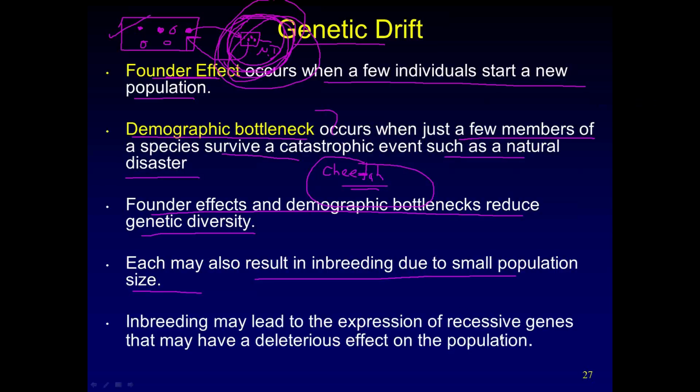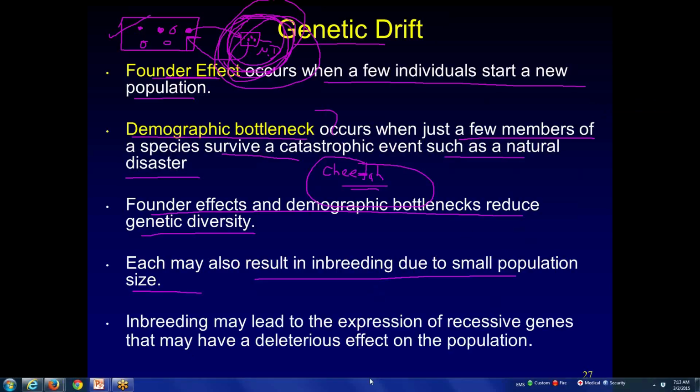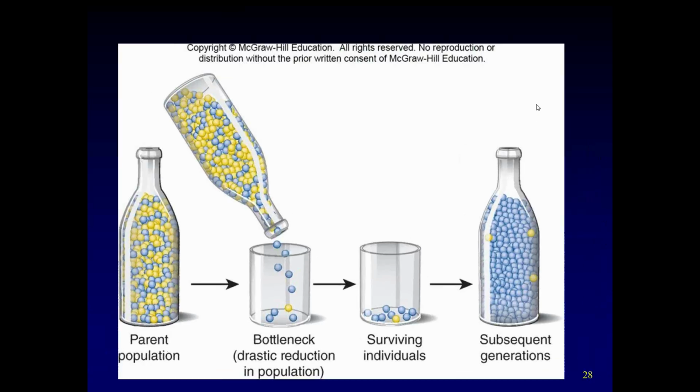Inbreeding can then lead to expression of recessive genes that have deleterious effects on the population. So most genetic diseases, guys, are recessive, which means they're hidden, if you will, by normal genes. Well, if you mate with a member of the family, like brother and sister or cousins, then you'll start to see those recessive diseases begin to appear. You have the recessive disease, your cousin has the recessive disease because you're related, and they begin to mate, and then you start seeing those diseases appear. So all kinds of bad things happen here.